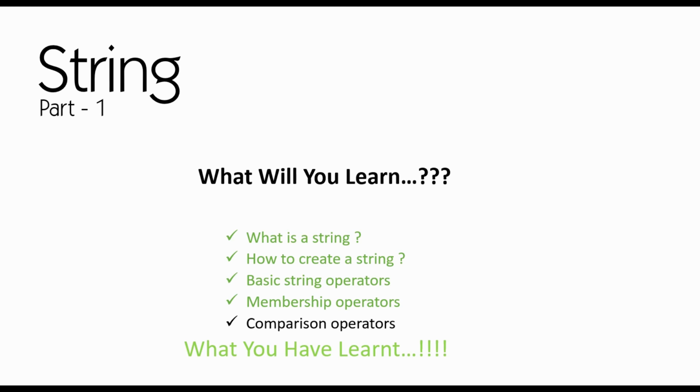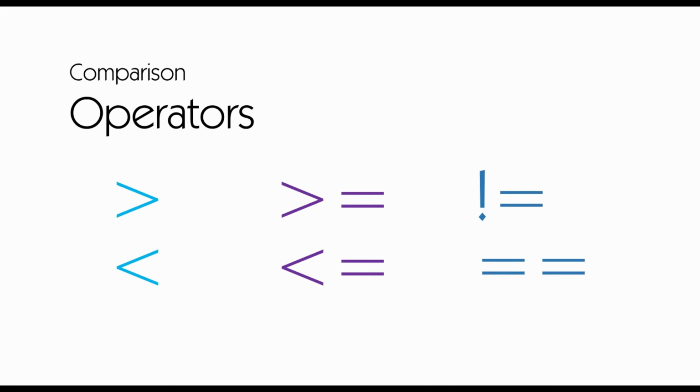So the last part is comparison operators. There are 6 comparison operators: greater than, less than, greater than or equal to, less than or equal to, not equal to, and equal to. These are also called relational operators.